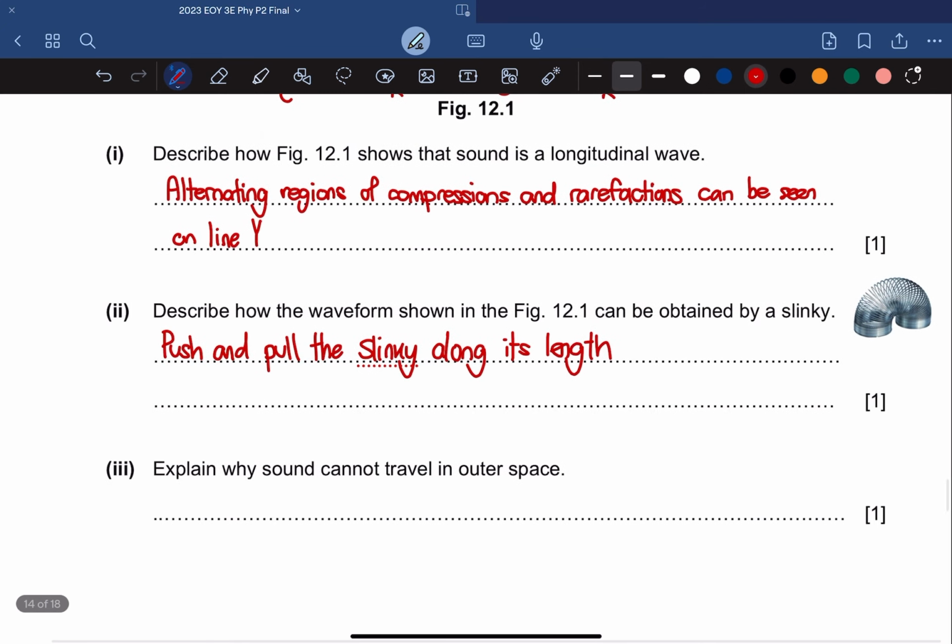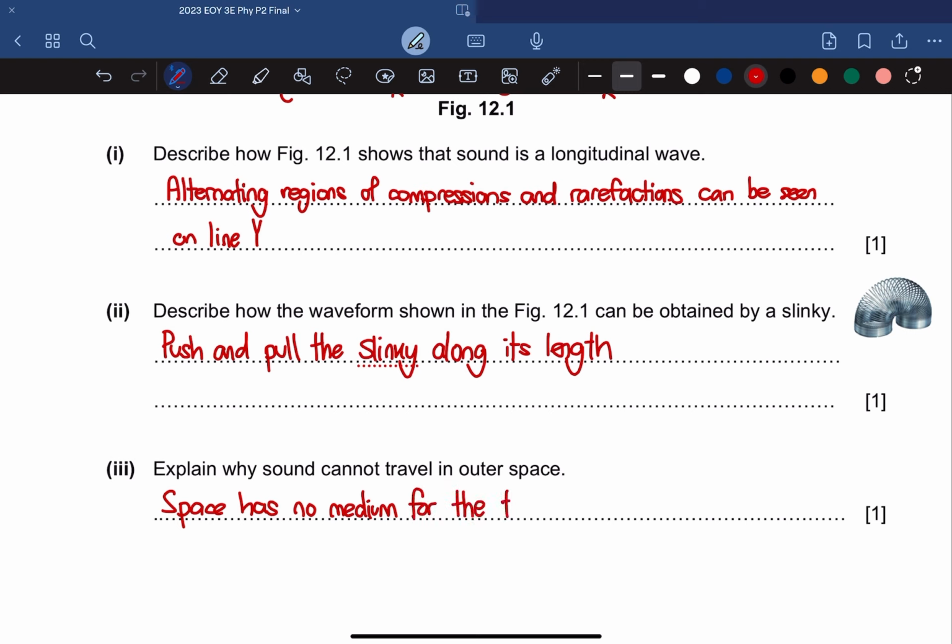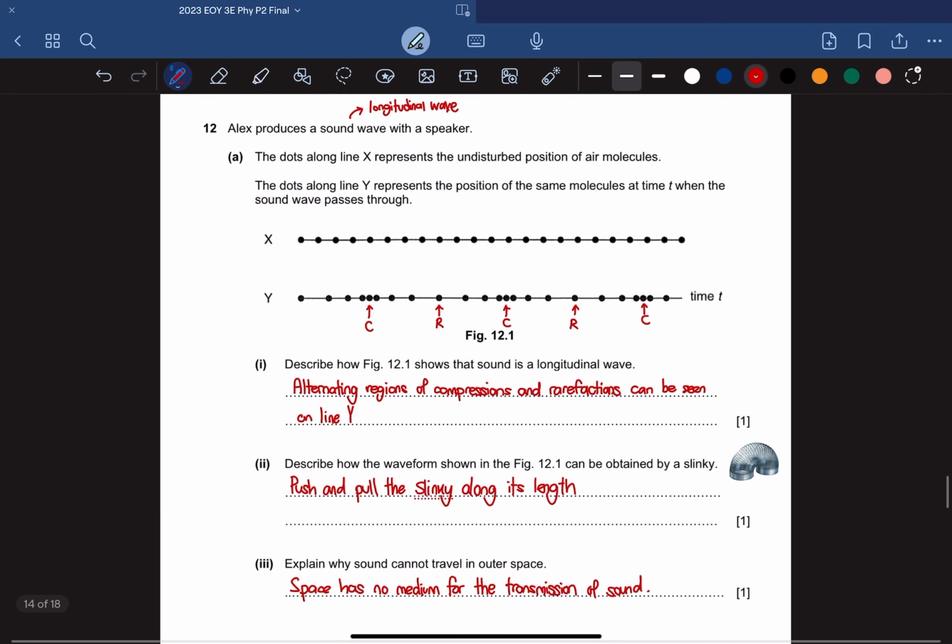And for part 3, essentially, why can't we hear sound in space? It's simply because in space there is no medium or air particles that allows for the transmission of sound. So that is the simple reason why we cannot hear sound in space. And this is for question 12a.